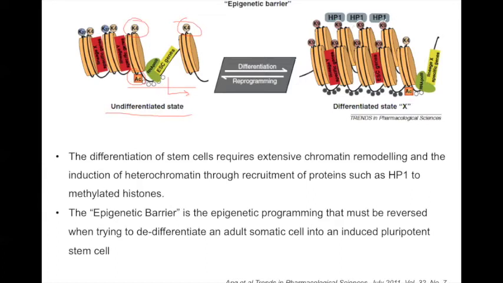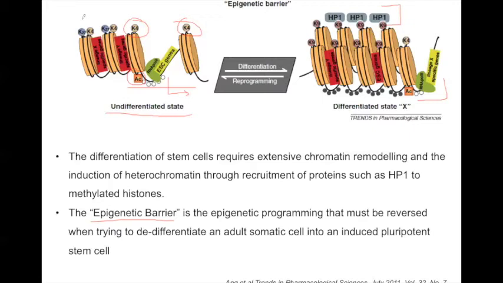We start to see changes in the methylation of histones and the recruitment of methyl binding proteins, leading to condensation of the chromatin. We also see the turning on of different sets of genes, which are specific for a highly differentiated cell. The epigenetic barrier then is the epigenetic programming that must be reversed when trying to differentiate an adult somatic cell into an induced pluripotent stem cell.